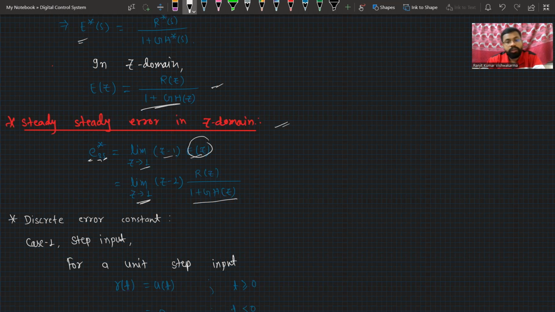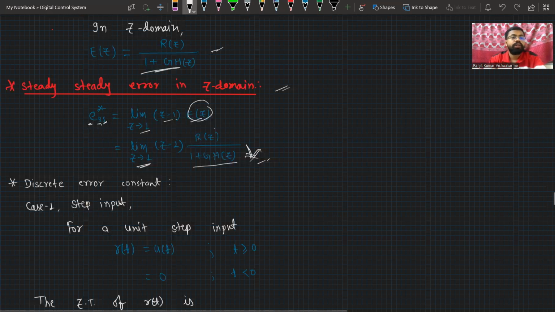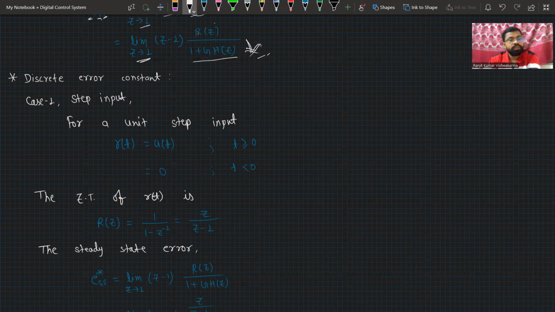Now, further from here we will see what happens when we give different inputs, that is R of z, and how the steady state error changes. So first of all, in the discrete error constant, we consider the step input. For a unit step input r of t, as we know, r of t is u of t for t greater than or equal to 0. This one is r of t.